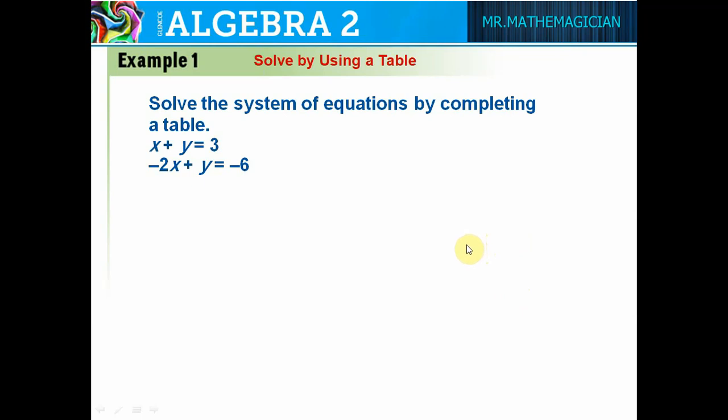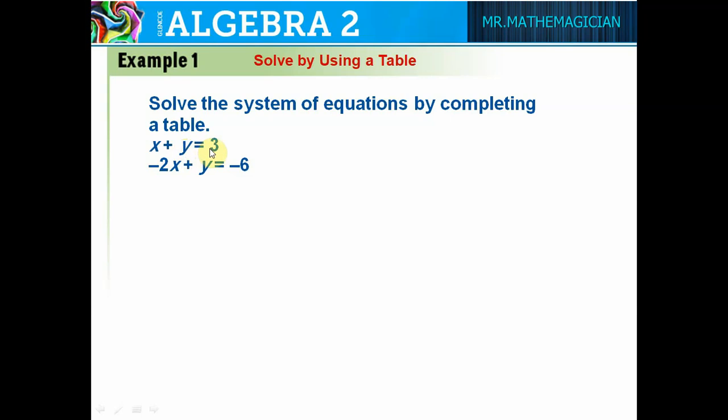This is Mr. Mahmoud explaining Algebra 2, Chapter 1, Lesson 6, Solving Systems of Equations. Example 1. Solve the system of equations by completing a table.